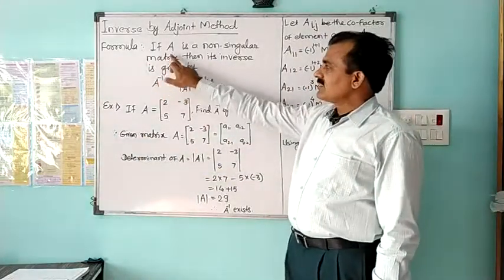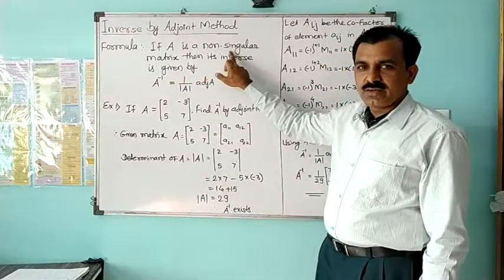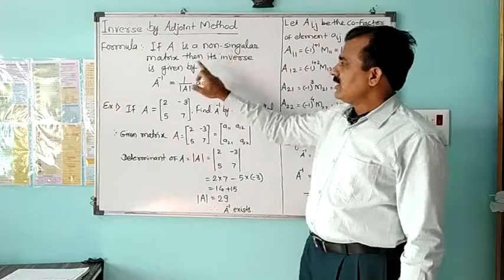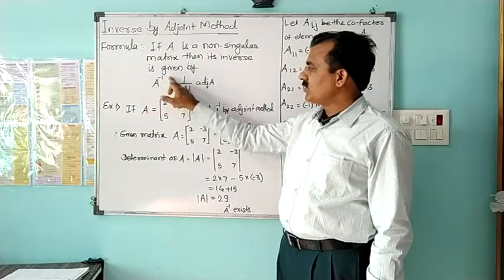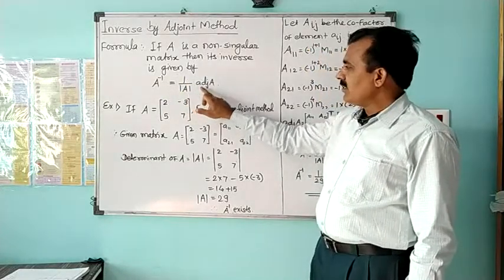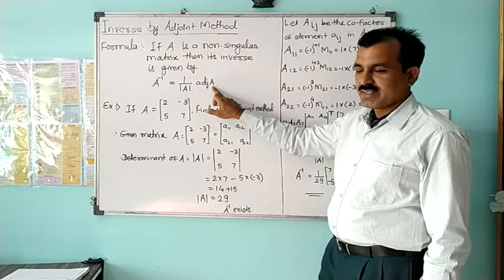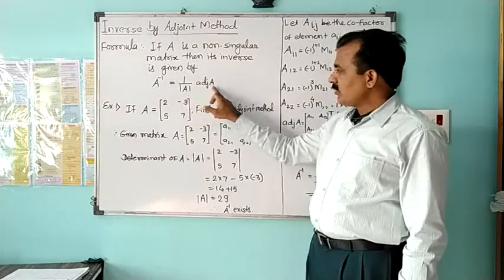The formula is like this: if A is a non-singular matrix, we know that to get inverse it should be a non-singular matrix, then its inverse can be evaluated by using this formula. A inverse is equal to 1 upon determinant of A into adjoint of A. You know what is determinant, what is adjoint of A.